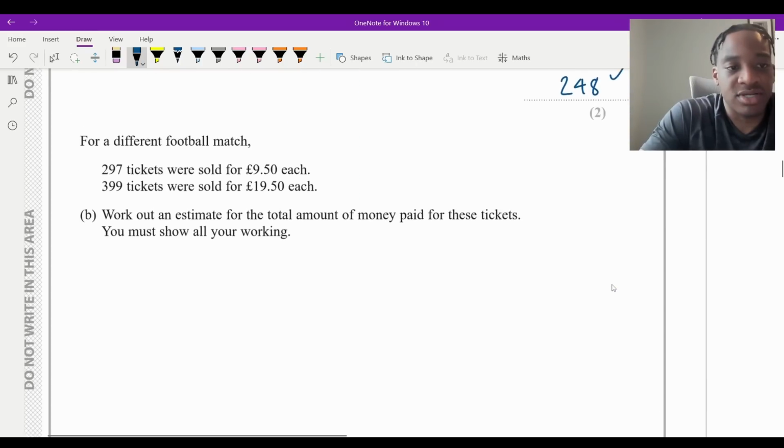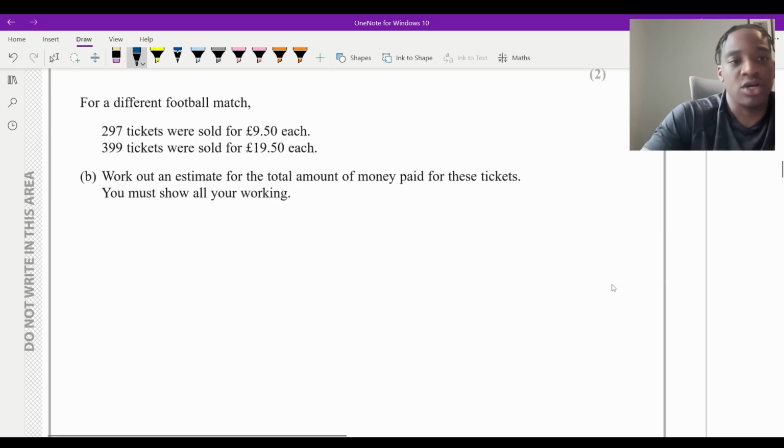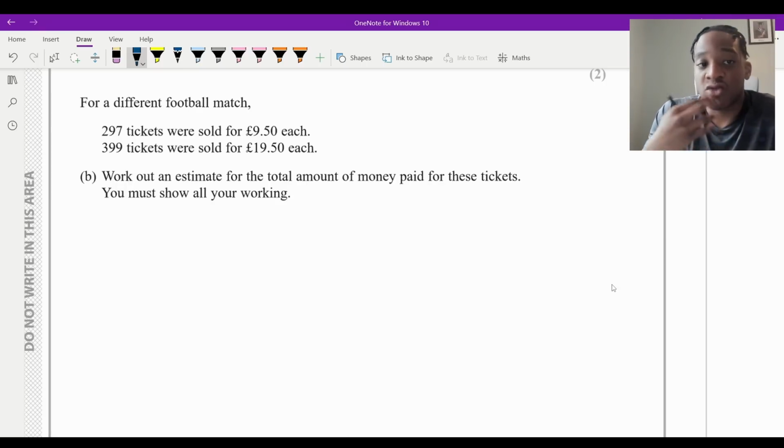Now part B says for a different football match, 297 tickets were sold for £9.50 each. 399 tickets were sold for £19.50 each. Part B says work out an estimate for the total amount of money paid for these tickets. You must show all your work.